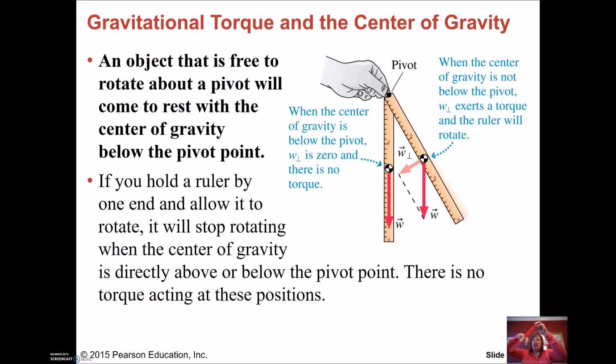So now I'm going to have a torque produced, which, remember, causes rotation. If I let go of this ruler, it's going to go back and forth and back and forth. If there was no friction, it would do this forever. But unfortunately, there's friction, so eventually it's going to stop, and it'll stop when the center of gravity is directly below or above the pivot point. Now there's no more torque acting, because the force is straight down, parallel to the radial line.